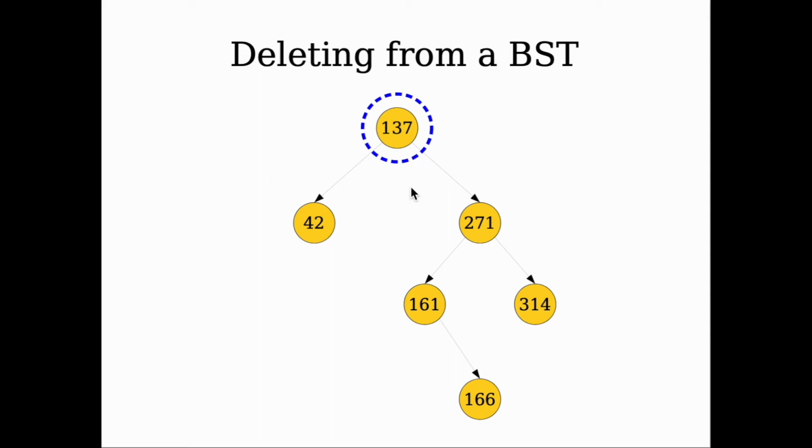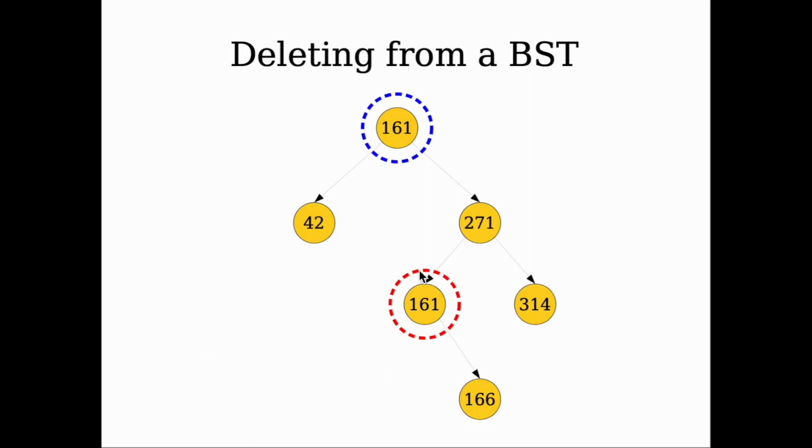So, kumbaga, sino ba yung kasunod ni 137? In this case, if we have an in-order traversal of this tree, meron tayong 42, 137, left, 161, 166, 271, 314. So, yung successor ni 137 is actually 161. Since 161 yung next, what we need to do is, first step, replace yung dinelete natin na key, location ng dinelete natin na key with the successor, and then we delete this key.